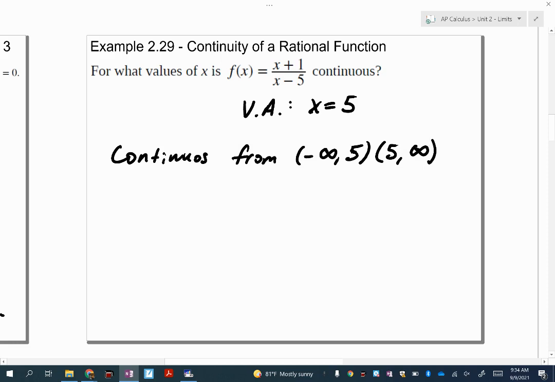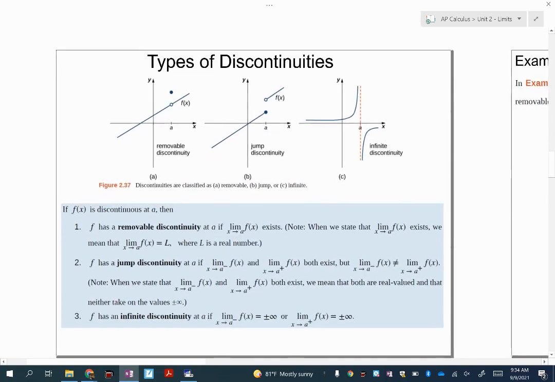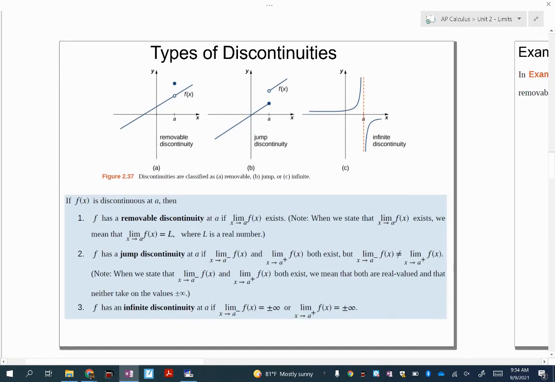So anytime you have a rational function, it's going to be continuous except for the places where you have your vertical asymptote. Okay. Now, we want to actually classify those types of discontinuities. In the first couple examples, we found a couple of functions that were discontinuous at a single point, and we can classify them based on these three types: removable, jump, or infinite.